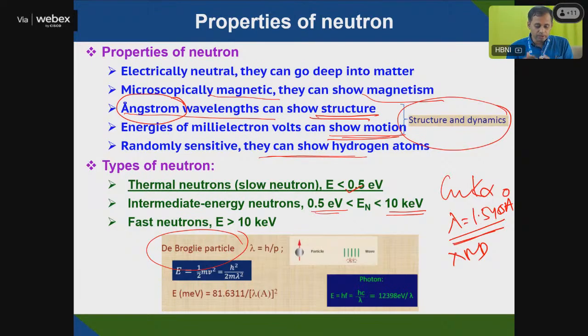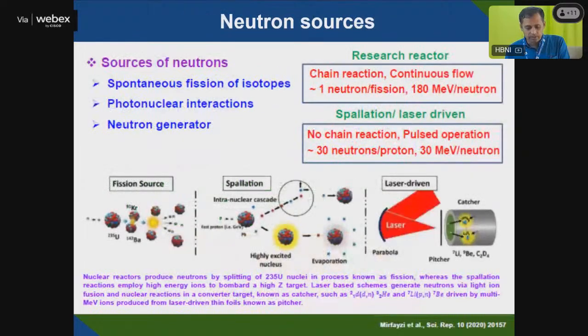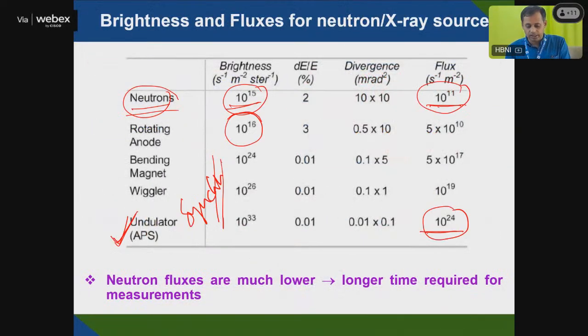So right now you can just remember that it will be easily sensitive and give information about hydrogen containing atoms, which X-ray could not detect. So that we will discuss later on when we come to that class. Okay. So this we will discuss.